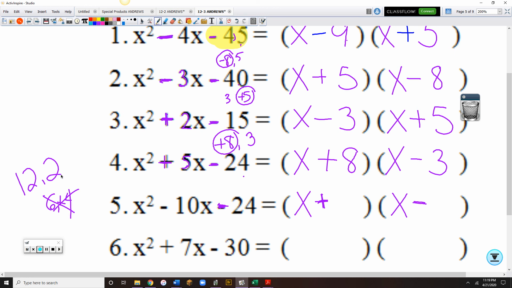So that's a tricky one. You could pick the right numbers for the 24, but the wrong numbers for the 10. Okay? All right, so 12 and 2 work. It's a minus 10. So that means the larger number, 12, is the one that gets the subtraction sign.